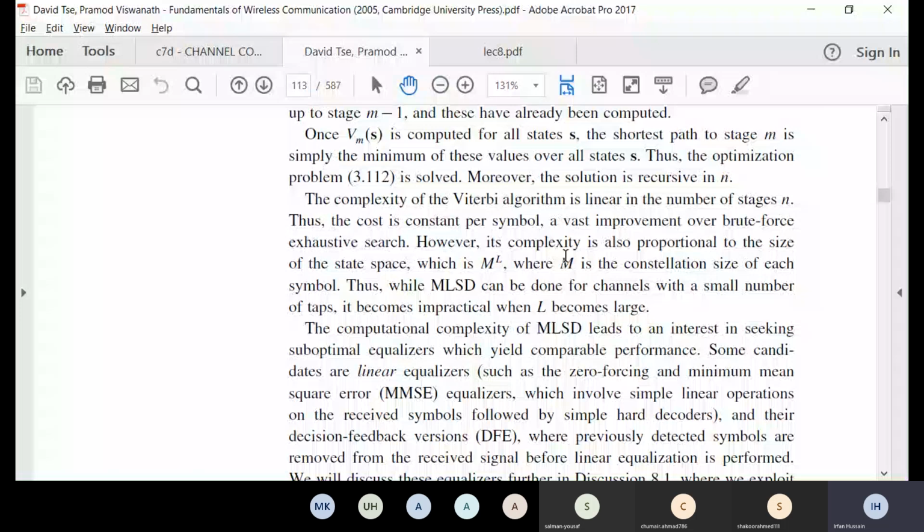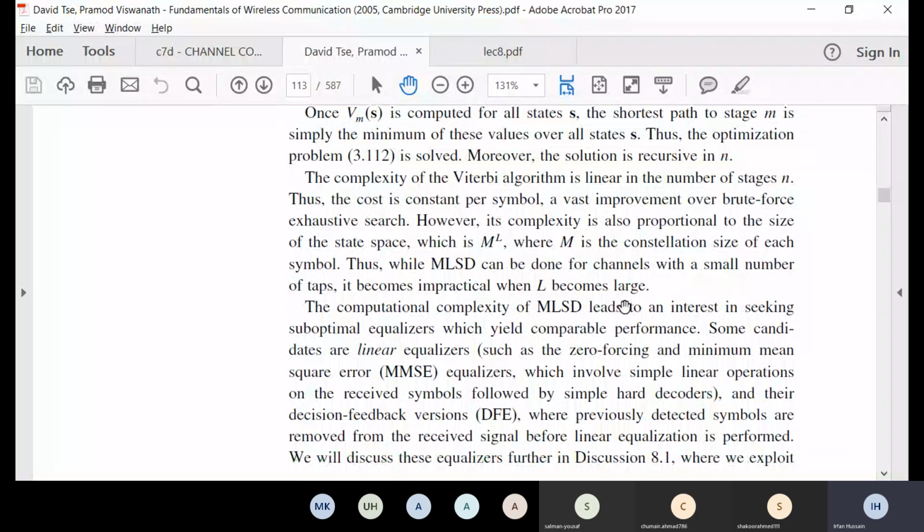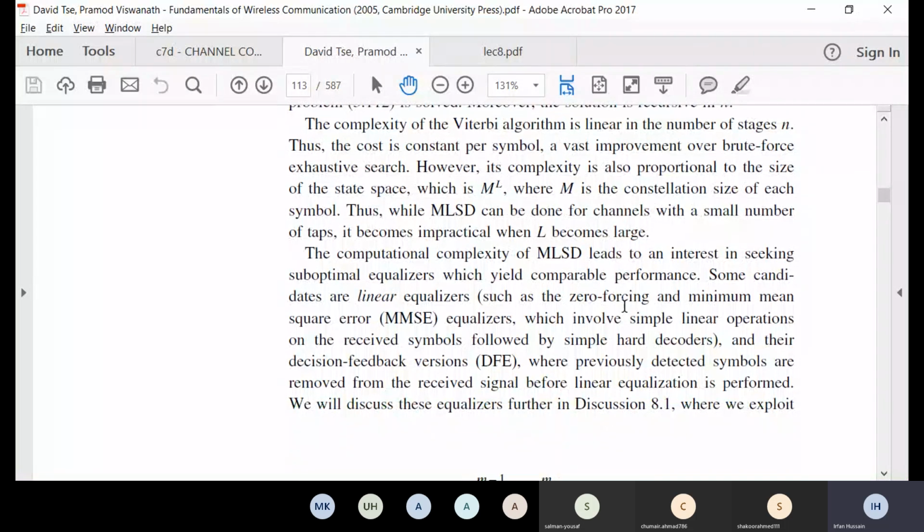And M is the constellation size. But when L becomes very large, you can see the number of states, because you know states were given by this. For example, for BPSK, M was equal to 2 and L was equal to 2, so we just require 4 states. But if I increase L, then even for BPSK this will become very, very large. So there are other solutions for dealing with problems where L becomes large, because in that case Viterbi will not become practical.